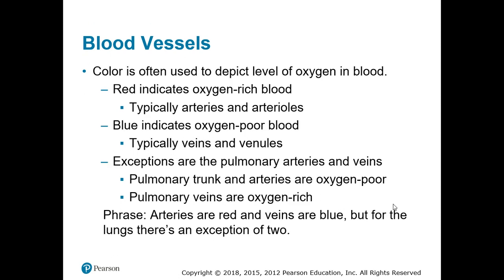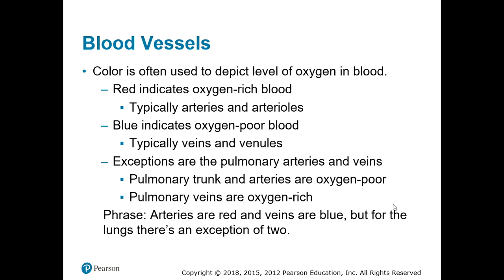The second thing we kind of have to talk about is color. Now, your notes indicate red versus blue, like when we talked about the heart. Color is actually often used to depict the level of oxygen in blood. Again, just like in the heart, red typically indicates oxygen-rich blood. These are often going to be your arteries and arterioles because they are carrying blood away from your heart to the rest of your body in order to get oxygenated. Blue typically indicates oxygen-poor blood, and these are usually veins and venules.